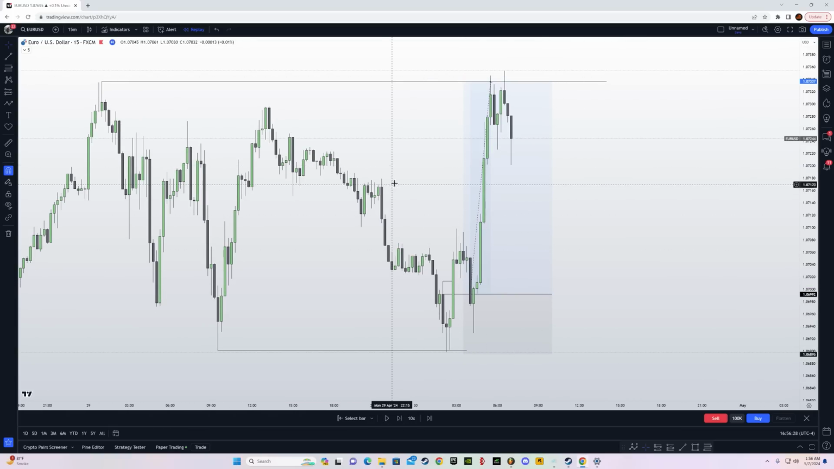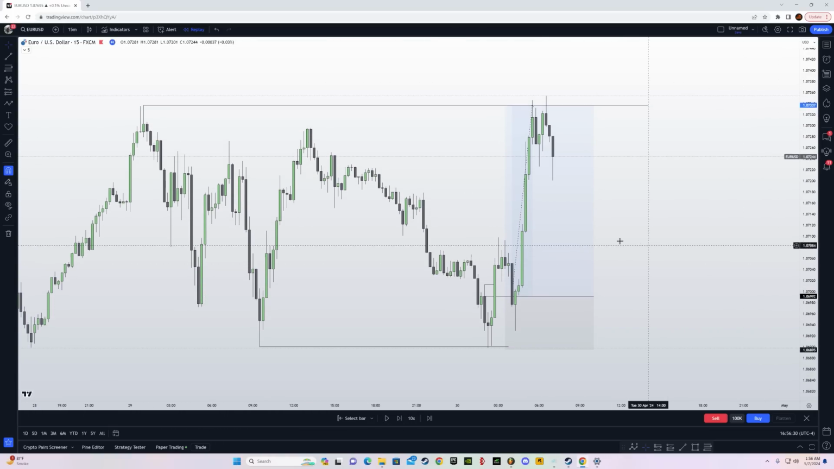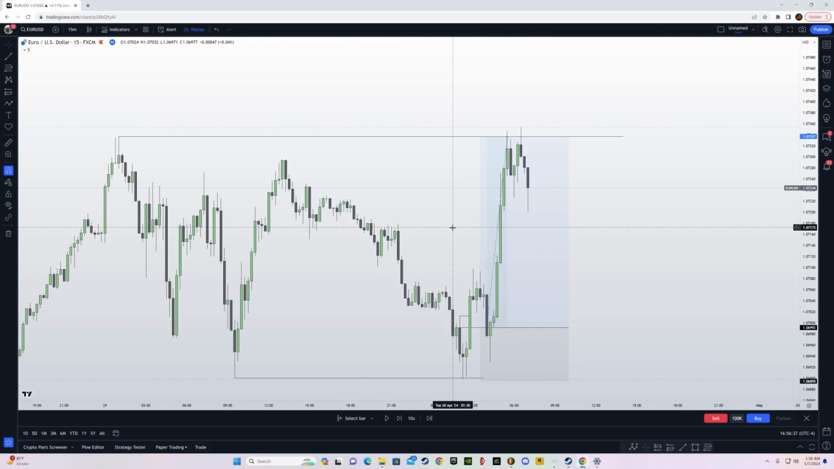Now look at this beautiful price delivery. We had a beautiful entry and the target was achieved. Let's move on to the next example.